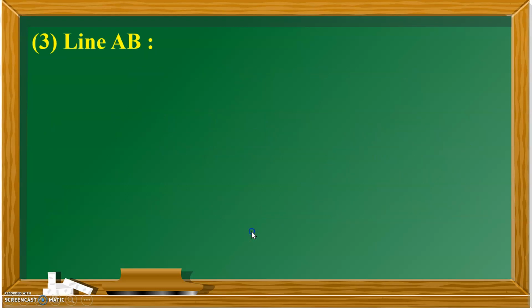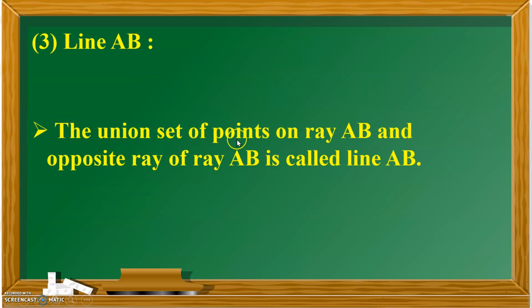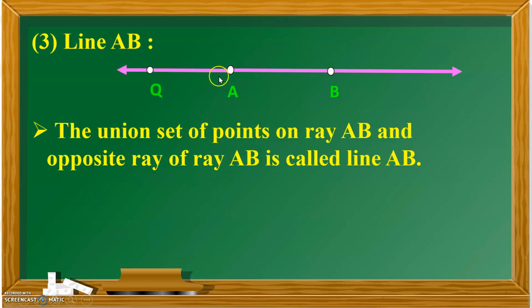We next proceed to line AB. The union set of points on ray AB and opposite ray of ray AB is called line AB. Let's understand this statement, students. This is ray AB because it's in this direction and the union set of all points on this ray and the opposite ray of ray AB. Where is the opposite ray? Let's have the opposite ray, that means this. So this is called line AB.